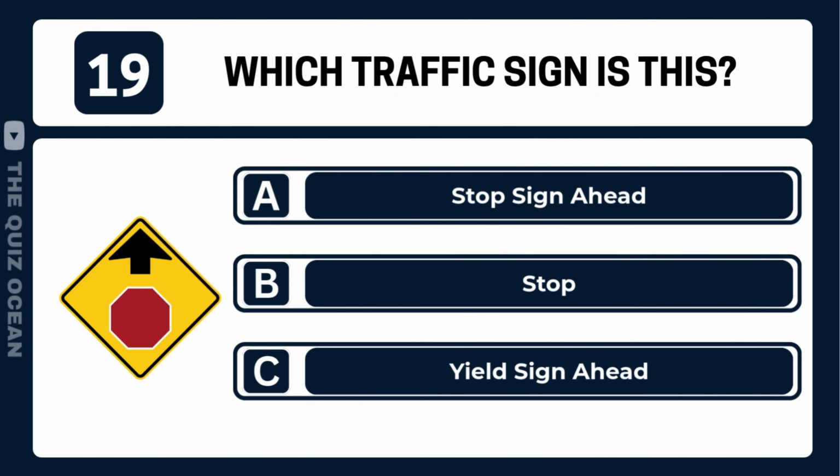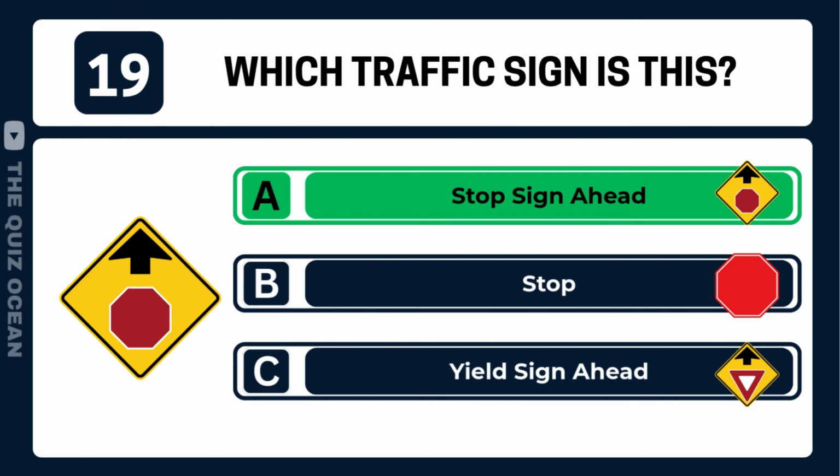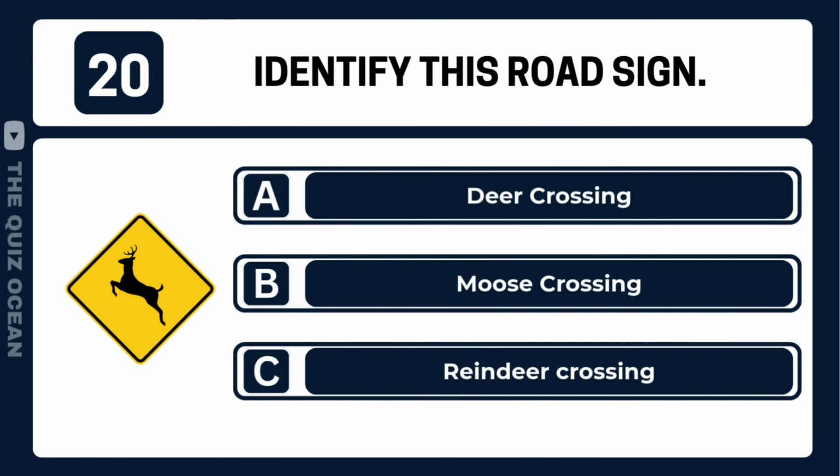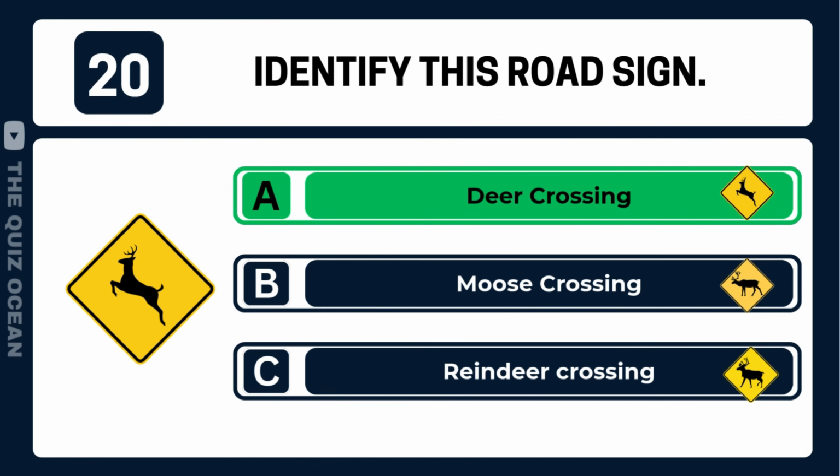Which traffic sign is this? Nicely recognized. This is a stop sign ahead. Identify this road sign. Nicely spotted. That's a deer crossing sign.